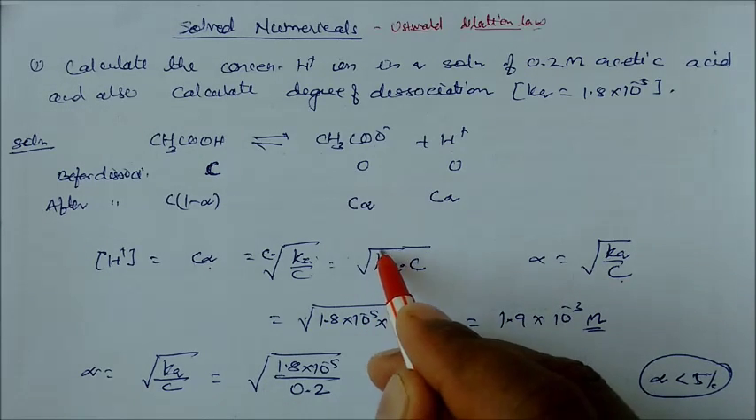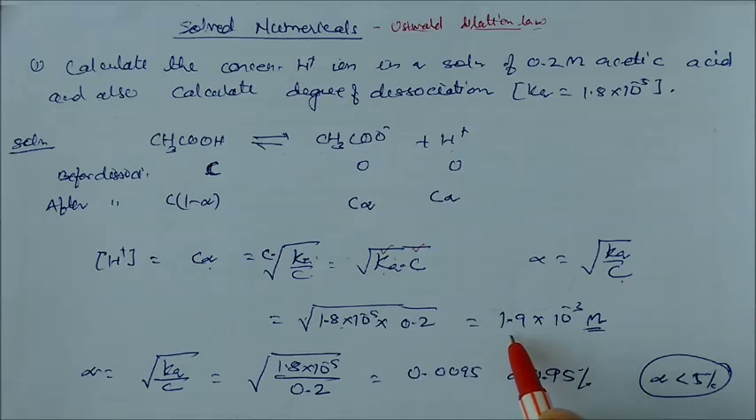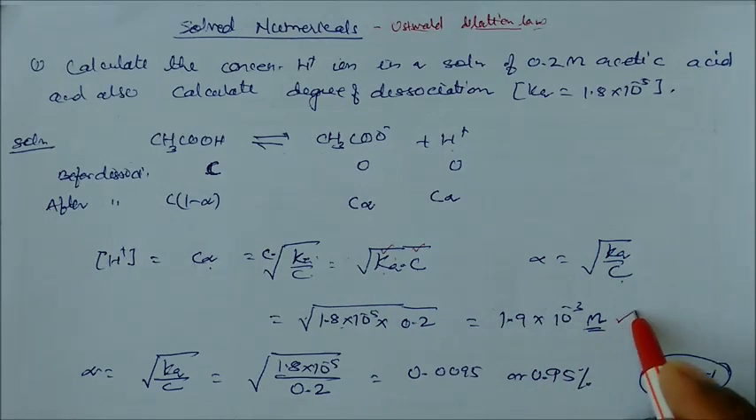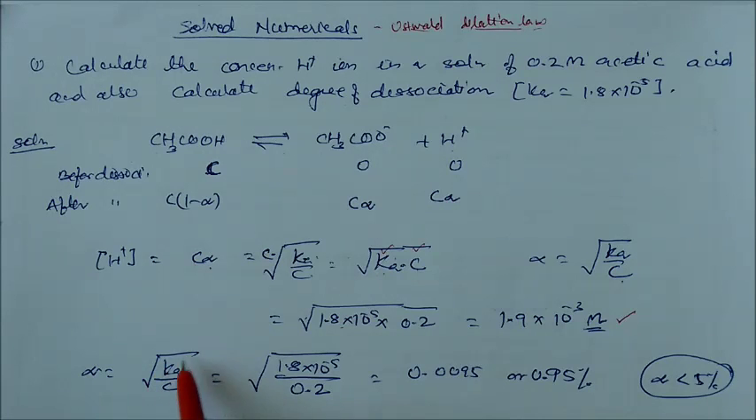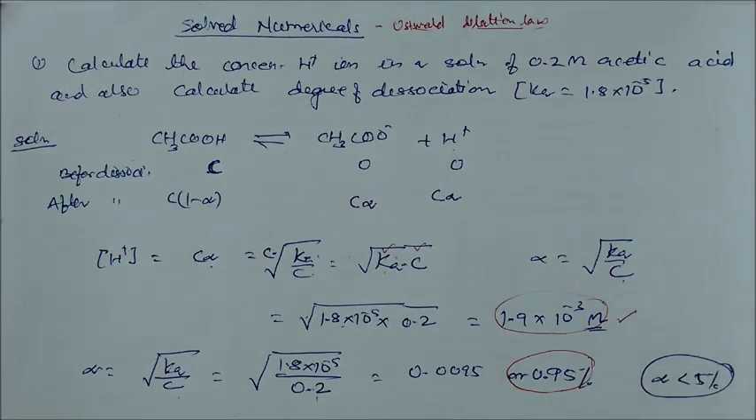Now we have two values. These are given, so just substitute the values. We will get the concentration of H plus as this much molarity, and in this way we can find alpha. Alpha is nothing but the square root of K by C. K is given, C is given, so we can find alpha. Alpha is about 0.9%, which is less than 1, so alpha is less than 5%. So this is the alpha value, and this is the concentration of H plus.